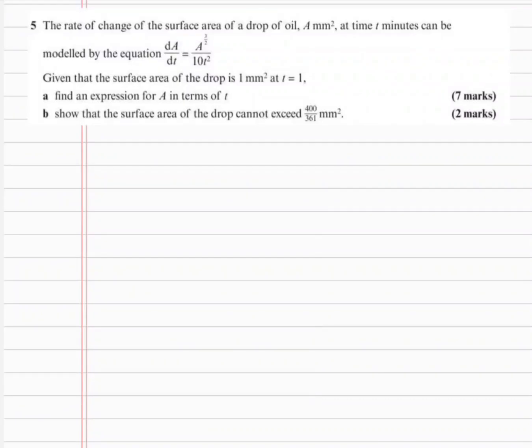Hi everyone, this video is an exercise 11K question 5. So we have this differential equation dA by dt is equal to A to the power of 3 over 2 over 10t squared. And this is the rate of change of the surface area of a drop of oil at time t. And we are also given that the surface area of the drop is 1 millimeter squared at t is equal to 1. So in part A, we want to find an expression for A in terms of t.